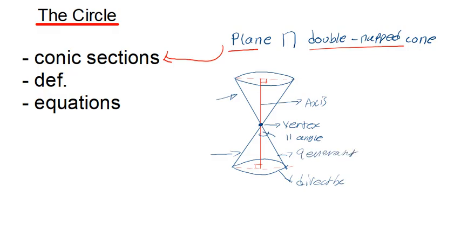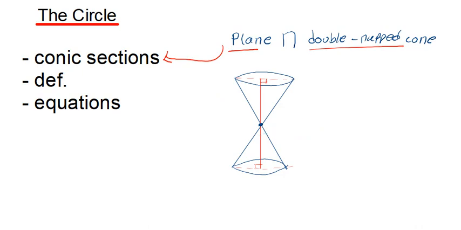Now when we say the intersection between the plane and a double napped cone is what produces conic sections, then in respect to the circle, what type of intersection do we talk about? One thing that you have to focus your attention on is the fact that as the plane intersects the double napped cone, it also intersects the axis, the line that is in the center. What determines what type of conic section you get depends on the angle between the plane and the axis.